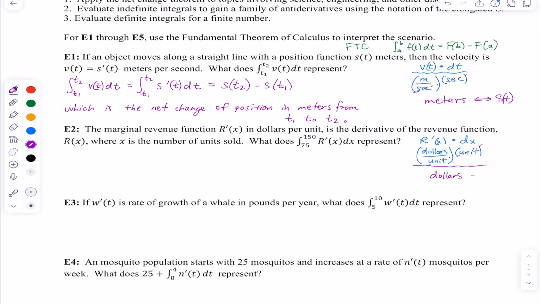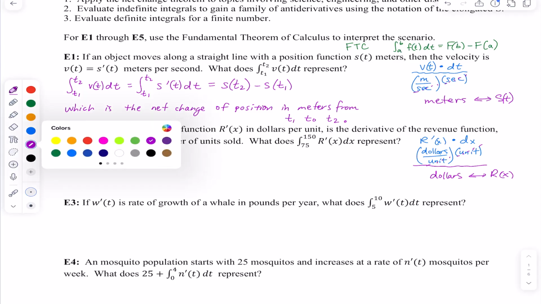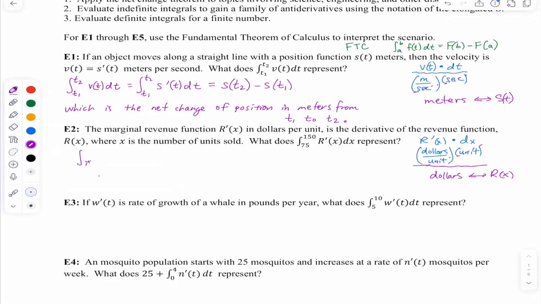Now the dollars must represent what? The dollars are the units for the revenue function, which gives us the hint to interpret this definite integral from 75 to 150 units. This must be the net change of the revenue from 75 units sold to 150 units sold.